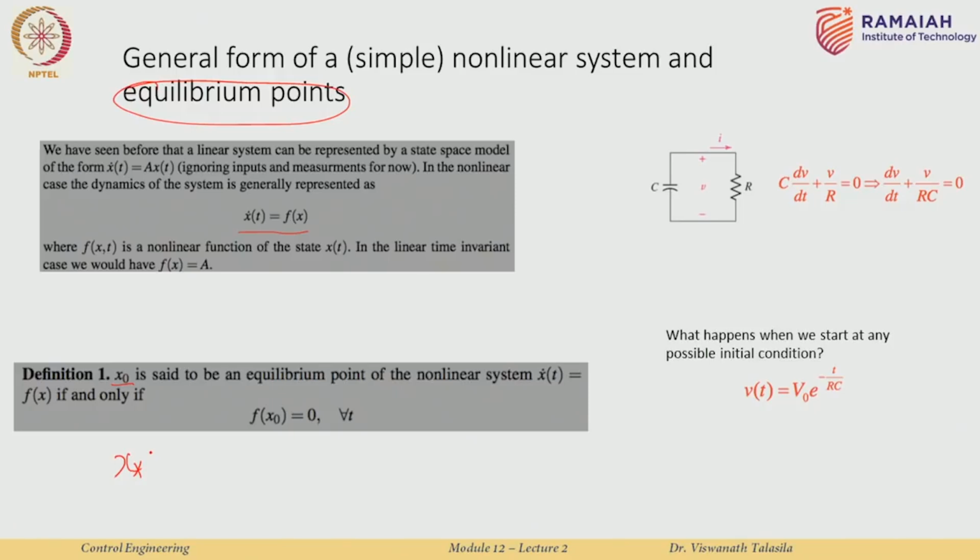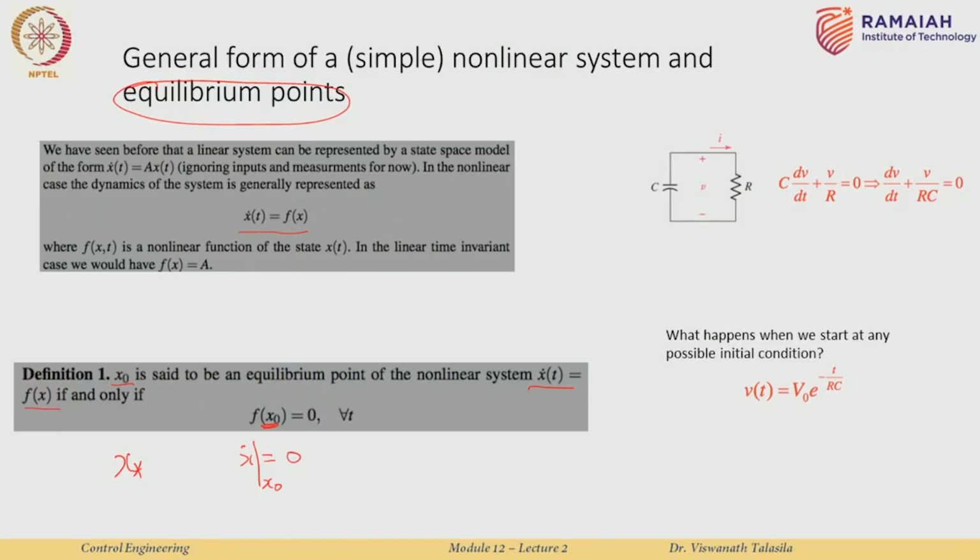A point x naught is said to be an equilibrium point of this nonlinear system x dot equal to f of x if and only if at that particular value of x naught the dynamics is equal to 0. So, this basically means that x dot is equal to 0 when evaluated at x naught. Okay. So, that is the notion of an equilibrium point. It basically says at that specific point x naught, your dynamics are 0.